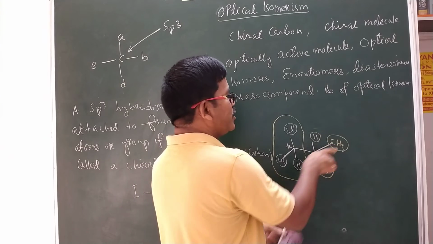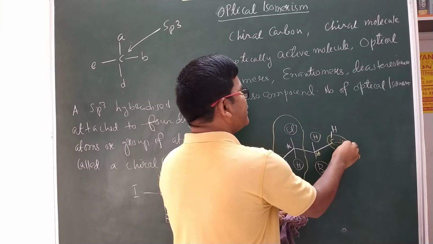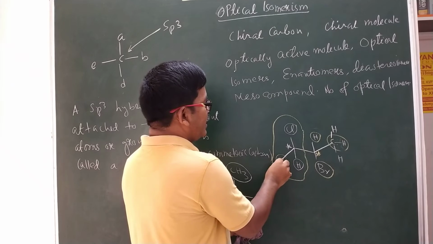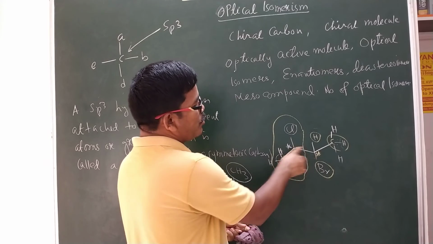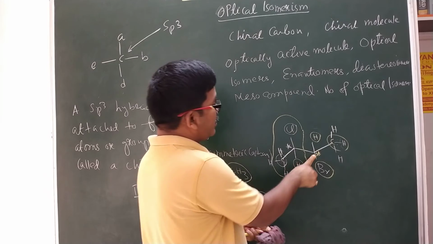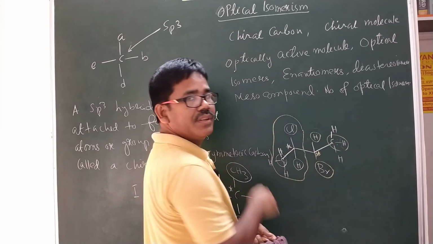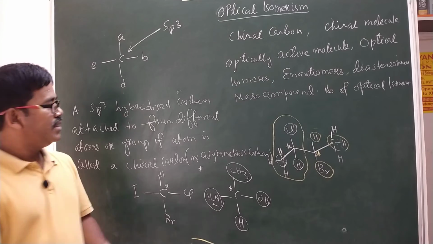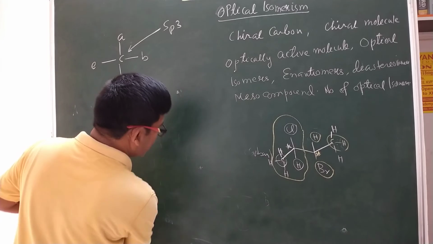Why is this carbon not chiral? Because this carbon is attached to 3 hydrogens. That's why it is not chiral. This carbon also is not chiral because it is attached to 3 hydrogens. Therefore, here how many chiral carbons are there? 2 chiral carbons. This is one chiral carbon, that is another chiral carbon. Check one group, second group, third group, fourth group like that. Clear? Let me give one more example.